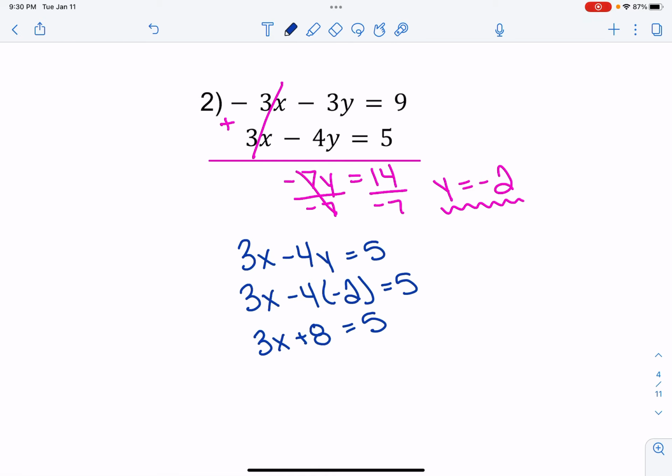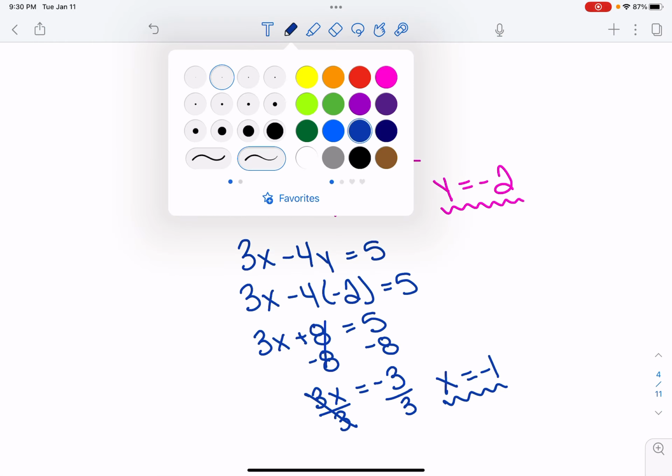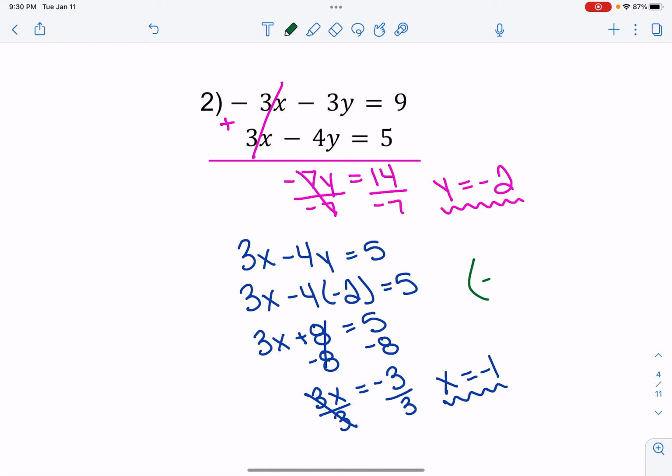So at this point, we are trying to get x by itself. So we have to subtract 8 from both sides. So we have 3x equals negative 3. And last, we divide both sides by 3 to get x equals negative 1. So then our final answer, we write as negative 1, negative 2 in our parentheses.